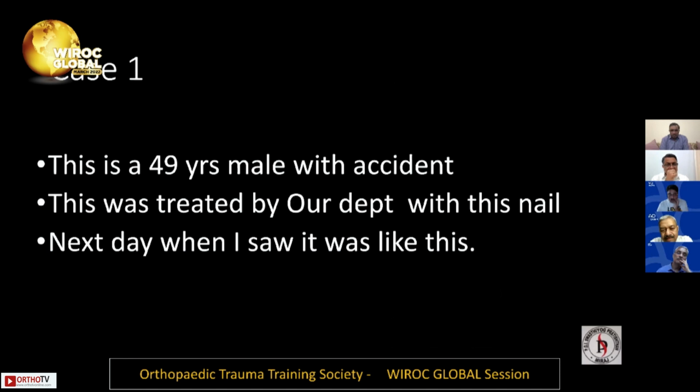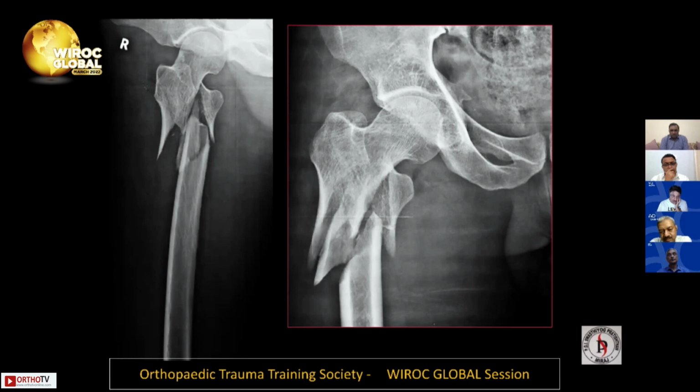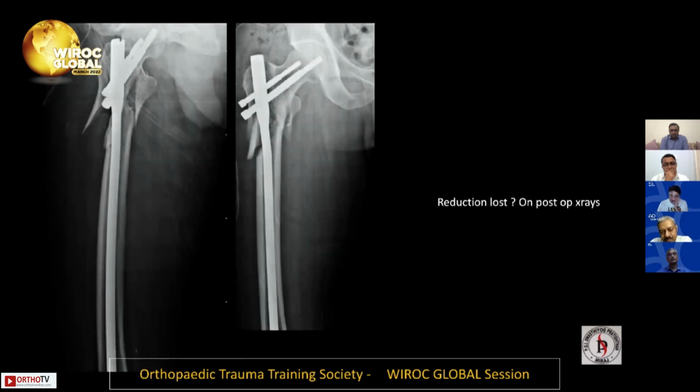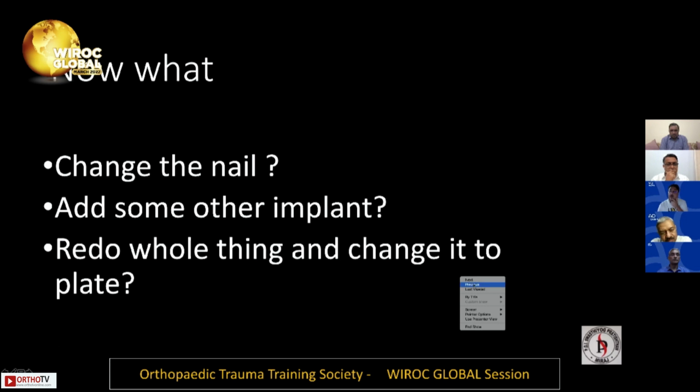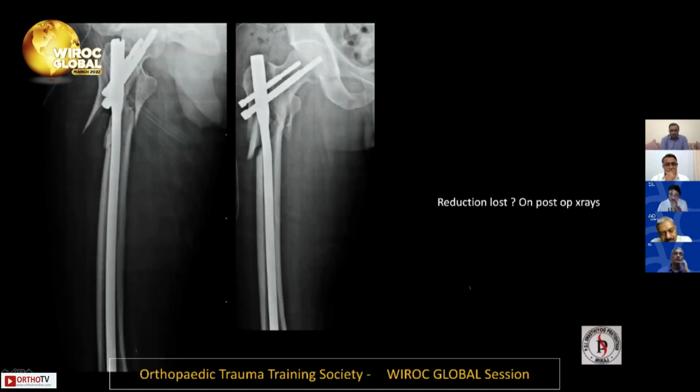Now this is a 49-year-old male with an accident. This was treated in our department with a Dell nail, and I was busy with something else. Then the patient came, and this was treated like this. This is a subtrochanteric fracture with the reverse oblique type. And this is the second. They said it was very good on image. But when they took the post-op X-rays, this is the situation because of the slippage of that reduction.